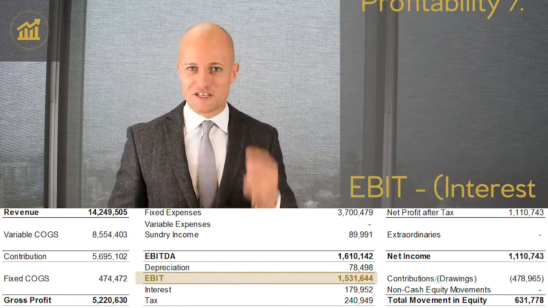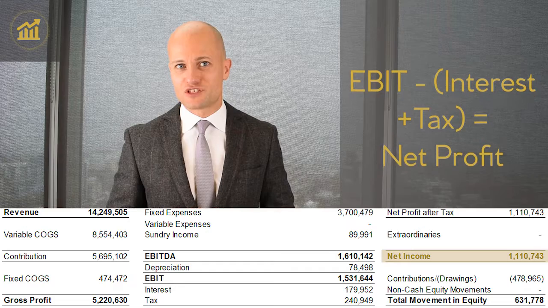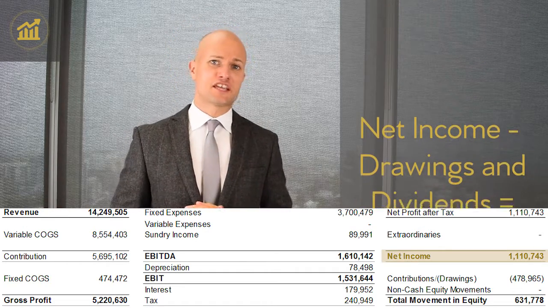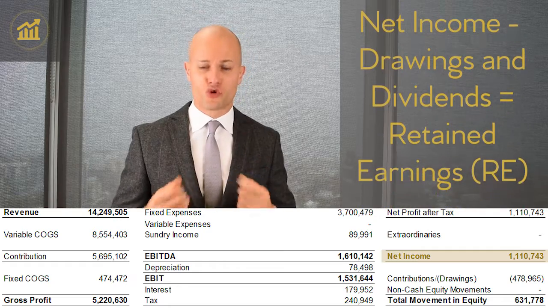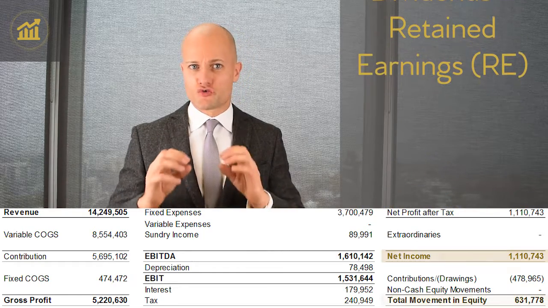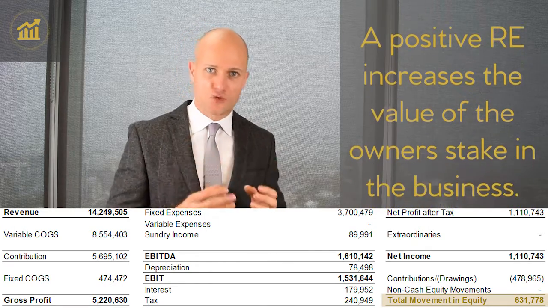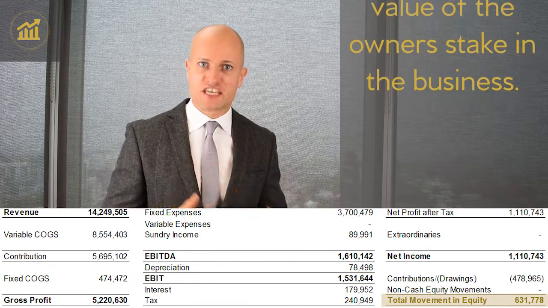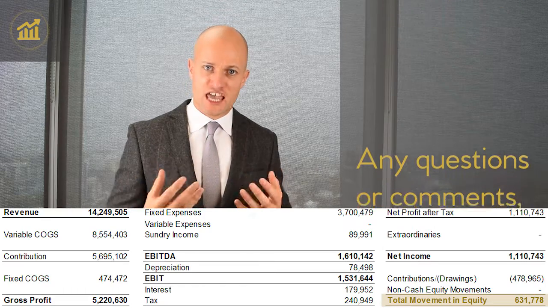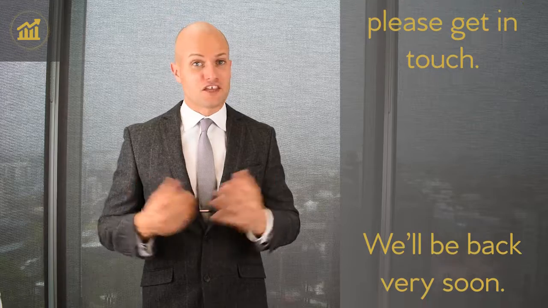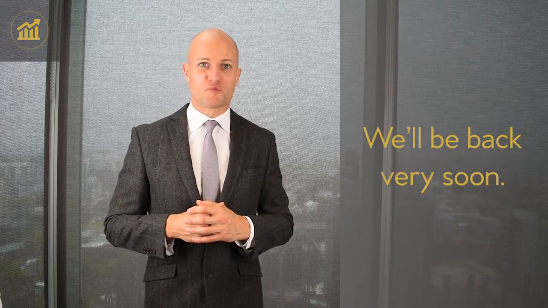And then take away interest and your tax, and that gives you your net income number. From your net income number, you then take away any dividends, any drawings, and then that leaves your retained earnings. Your retained earnings are what you add to your equity number, so you're growing your stake in the business, you're growing your share of the ownership of your business by growing your equity. So that's a very rapid fire run through the P&L.